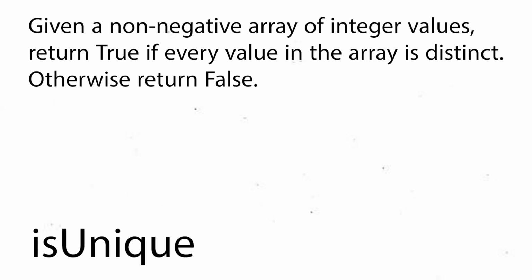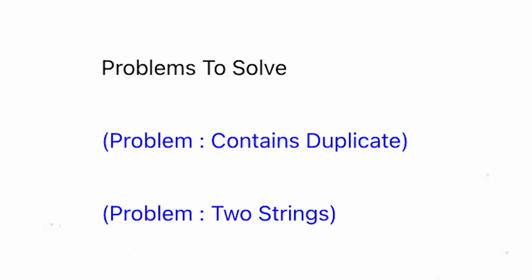In this video, we're going to go over a pretty basic problem. This problem's called isUnique. So here's the problem. You're going to be given an array of values, and if all of the values in the array are unique, you return true. If they're not, you return false. Basically, it's the opposite of contains duplicate, which is a problem listed for you to try out.